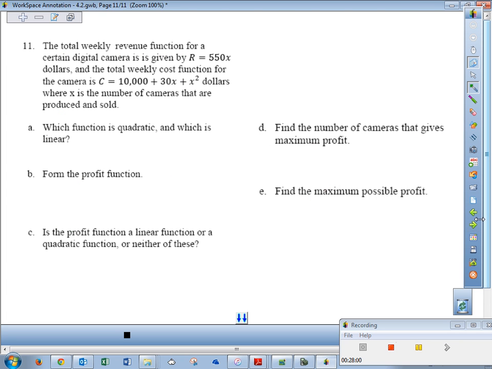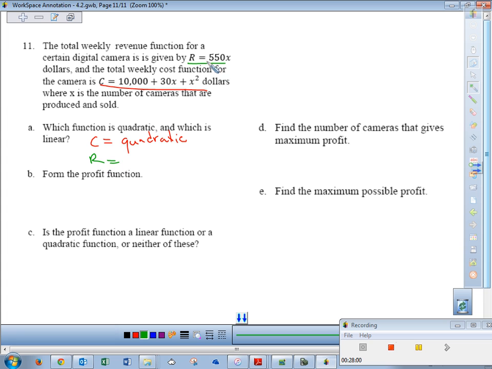Whew. And finally, more profit and revenue and cost. Total weekly revenue is this function, and total weekly cost function for this camera is this guy, where x is the number of cameras that are produced and sold. Which function is quadratic, and which function is linear? Let's start with C. What is C? Is he quadratic or is he linear? Because it's got an x squared in it, C is quadratic. Please spell it right. It's right there in front of your face. And R is this green function right here. Isn't it just got x's to the first power in it? That means he is linear.